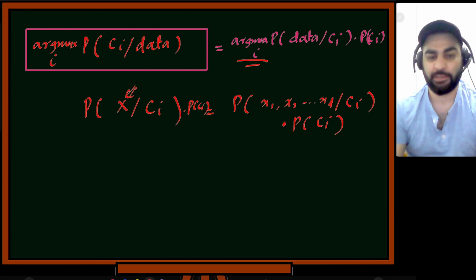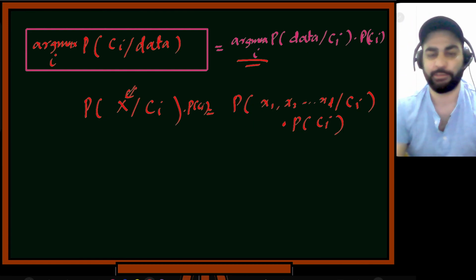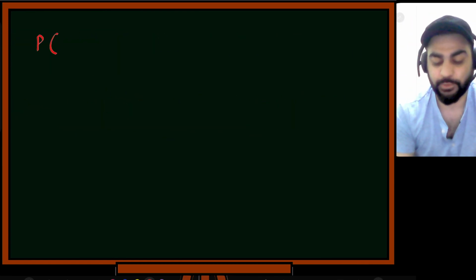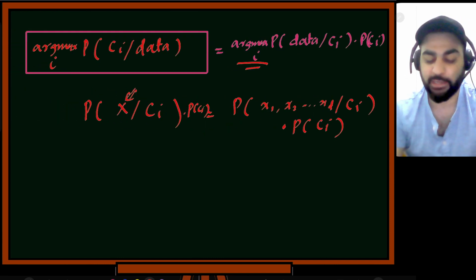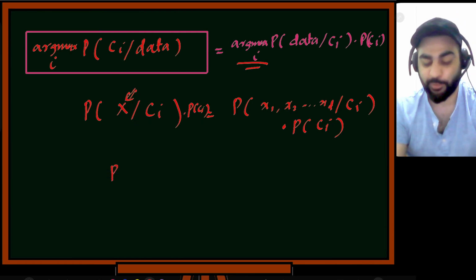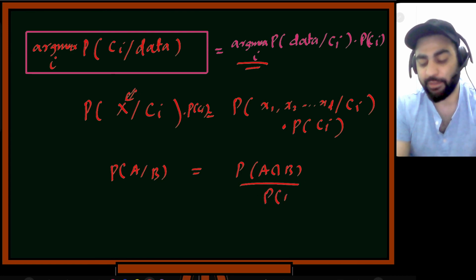Now if you see this, this numerator I am writing like this. I can now write it in the intersection form, because you know the multiplication rule: probability of A given B is equal to probability of A intersection B divided by probability of B.